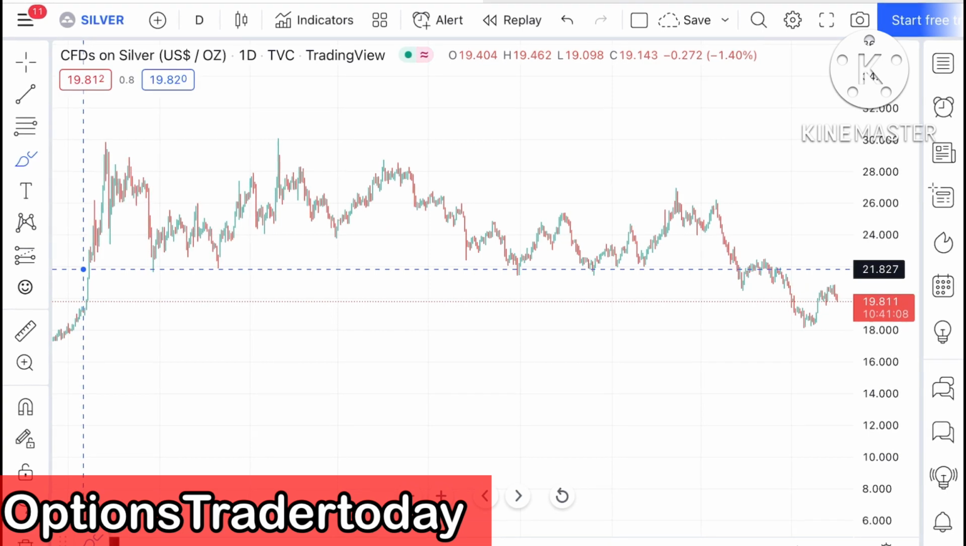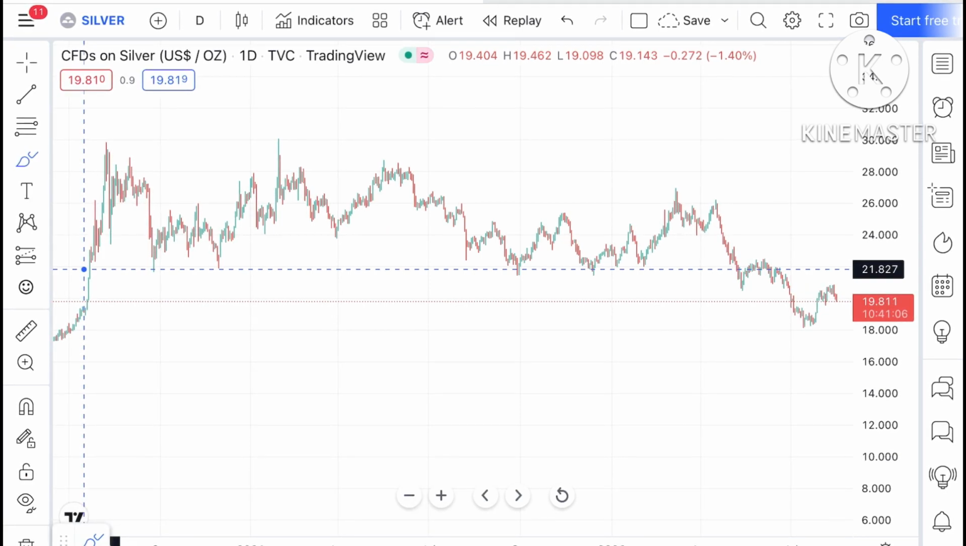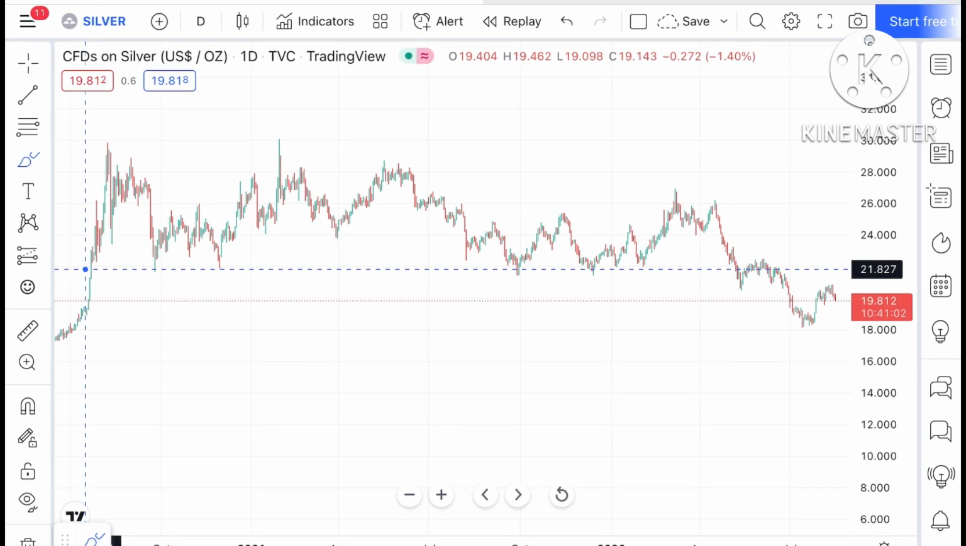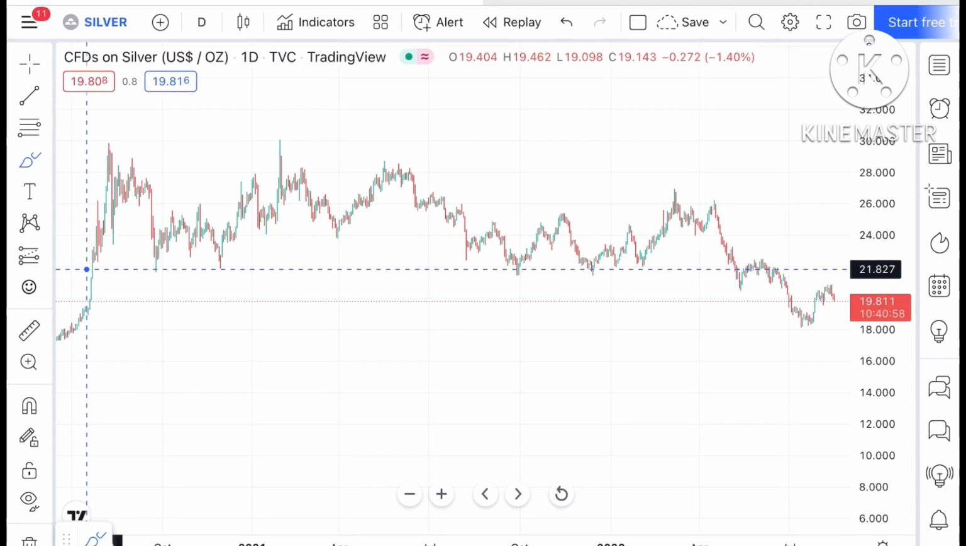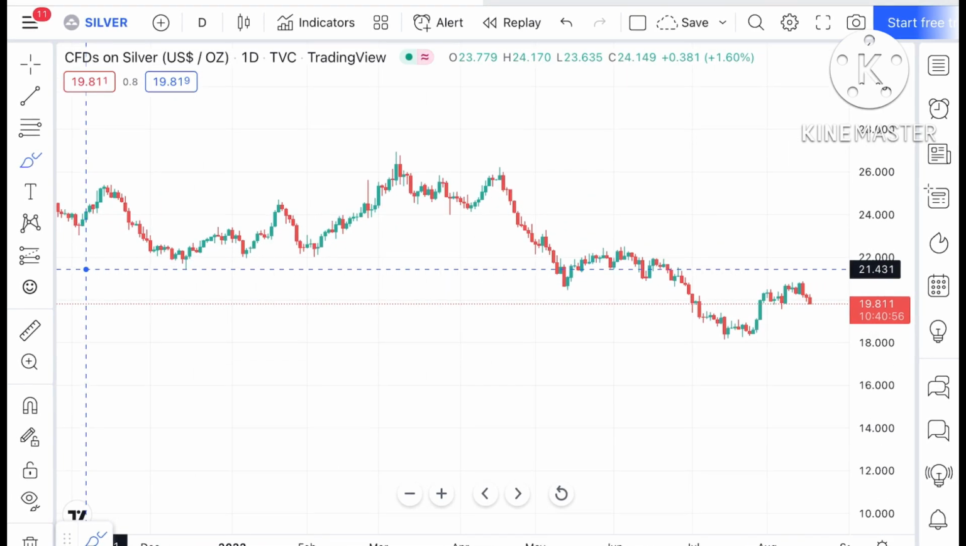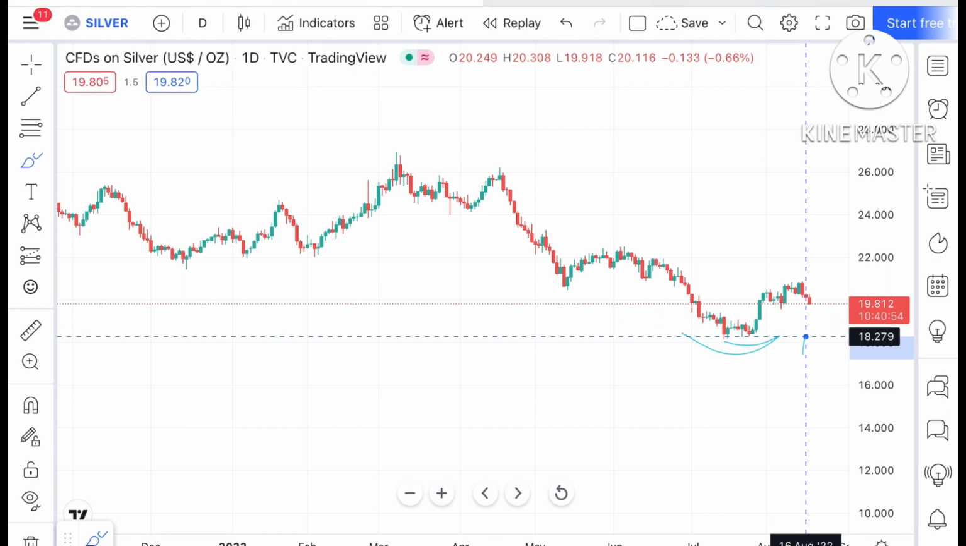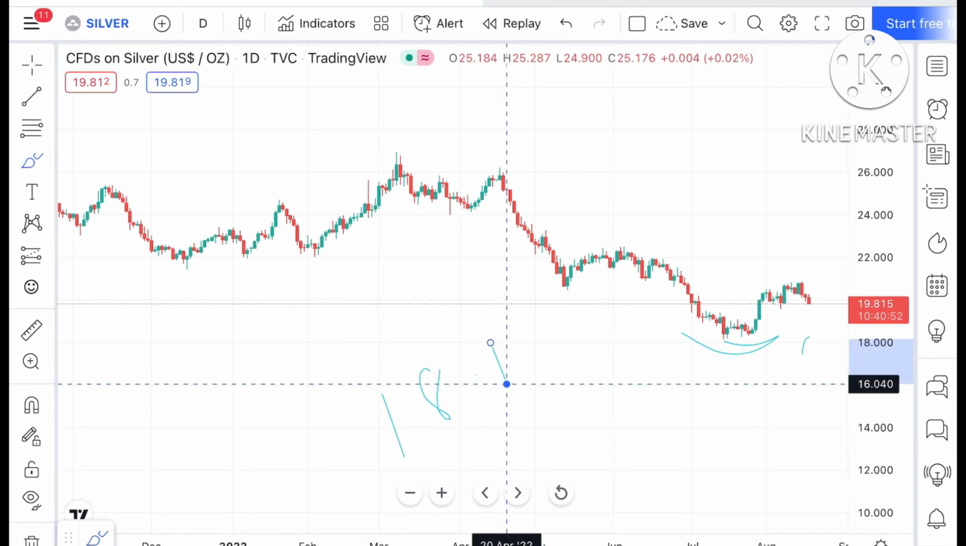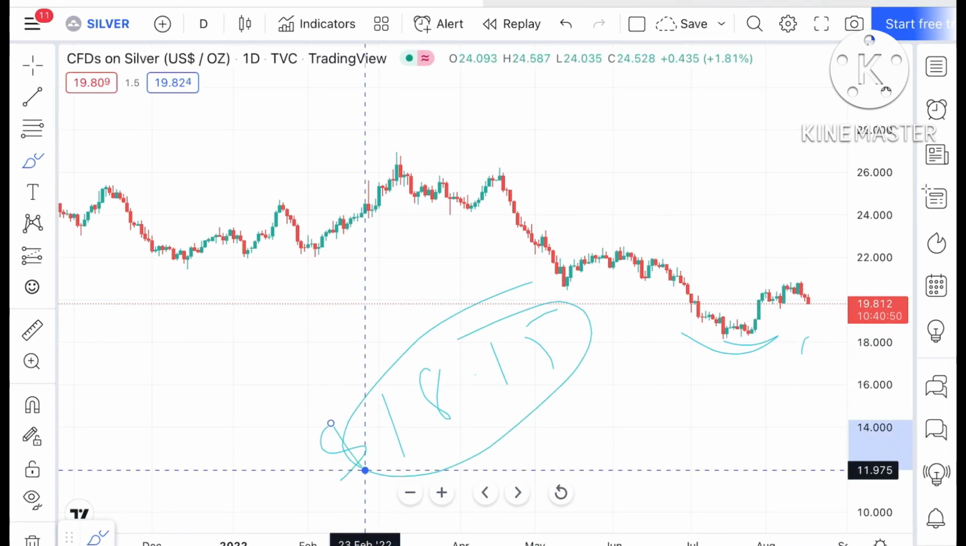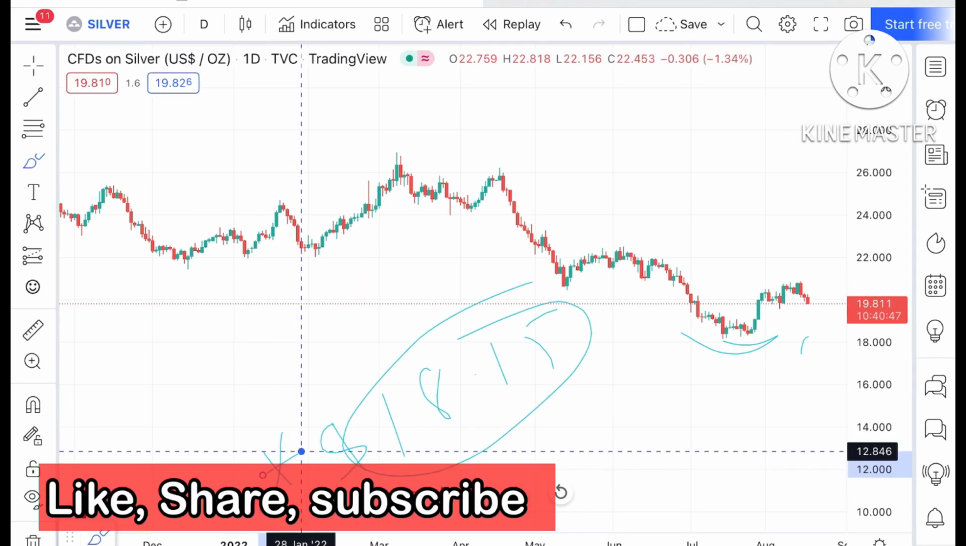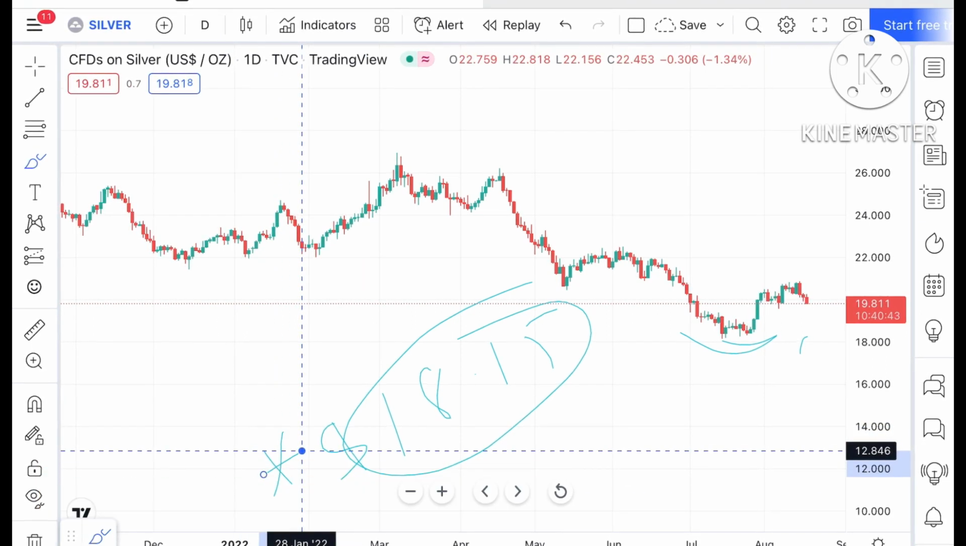So today in this video I'll explain how silver price has moved in the last 2 days and how the silver price can move in the next 2 days. As you look at the chart of silver, I have already explained before that silver has made a low of around $18.15. Keep this in mind and keep a note. If the price comes around this level, we can see it can fall further lower.